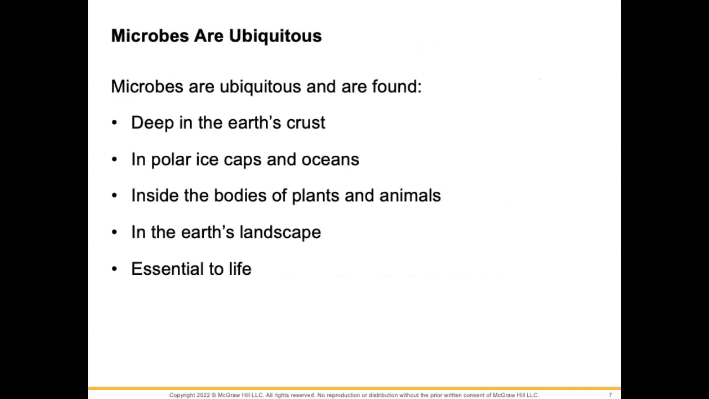So ubiquitous is a term to basically describe everywhere. So microbes are everywhere. They are found in the Earth's crust, polar ice caps and oceans, inside the bodies of plants and animals, in the Earth's landscape, and including places that we haven't even discovered. And also, it's important to note that microbes are essential to life.